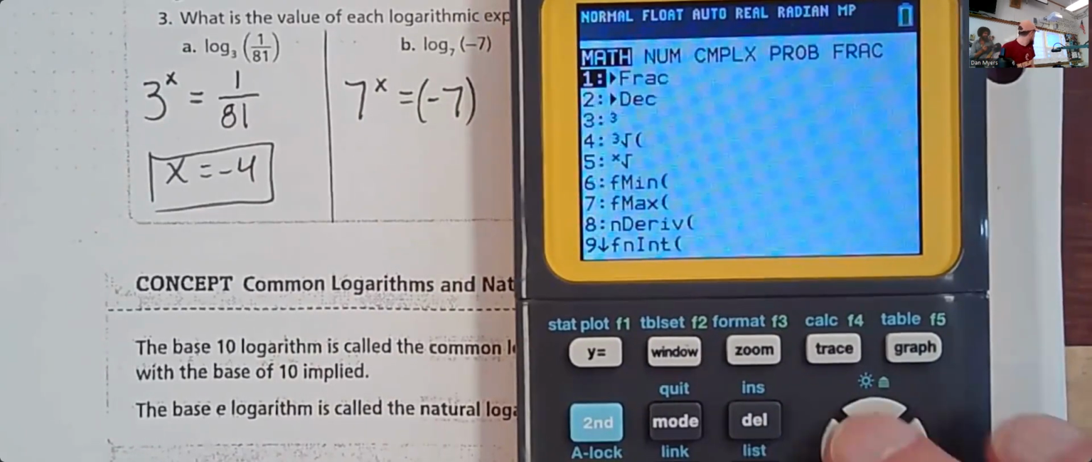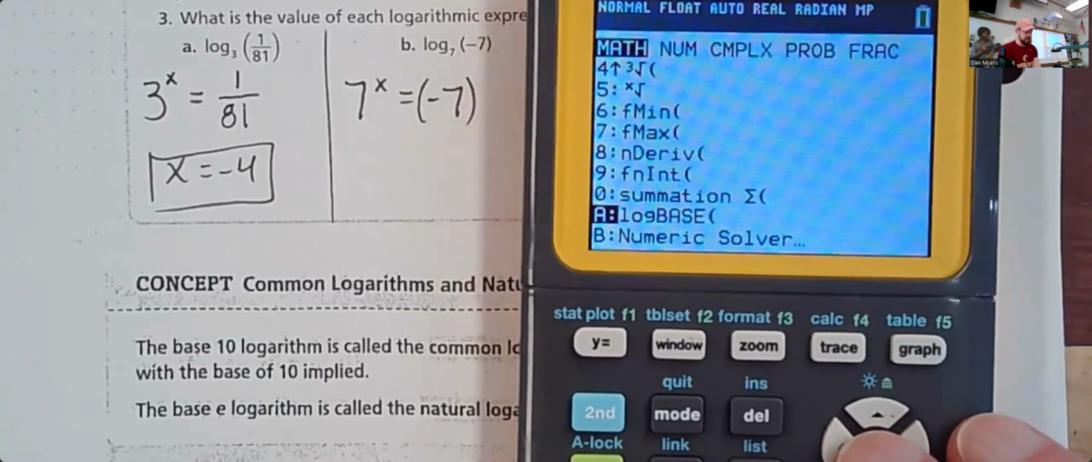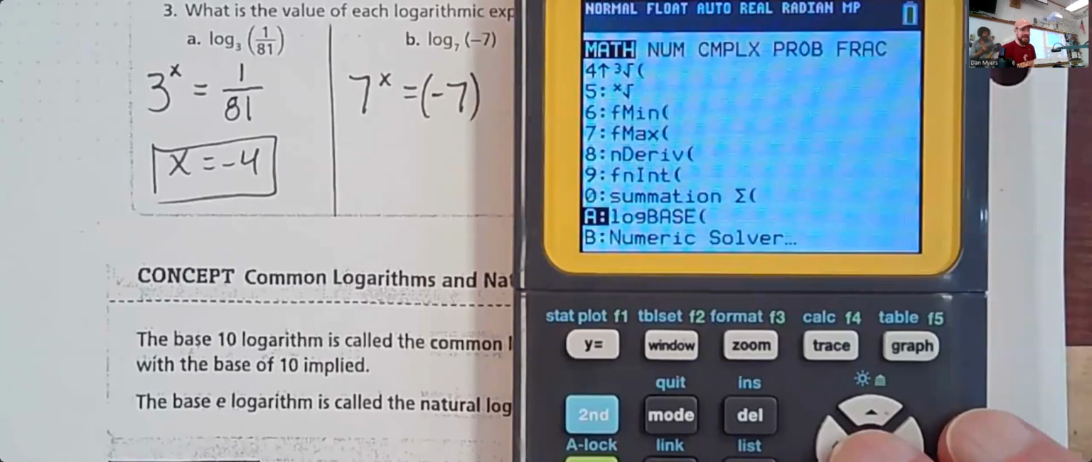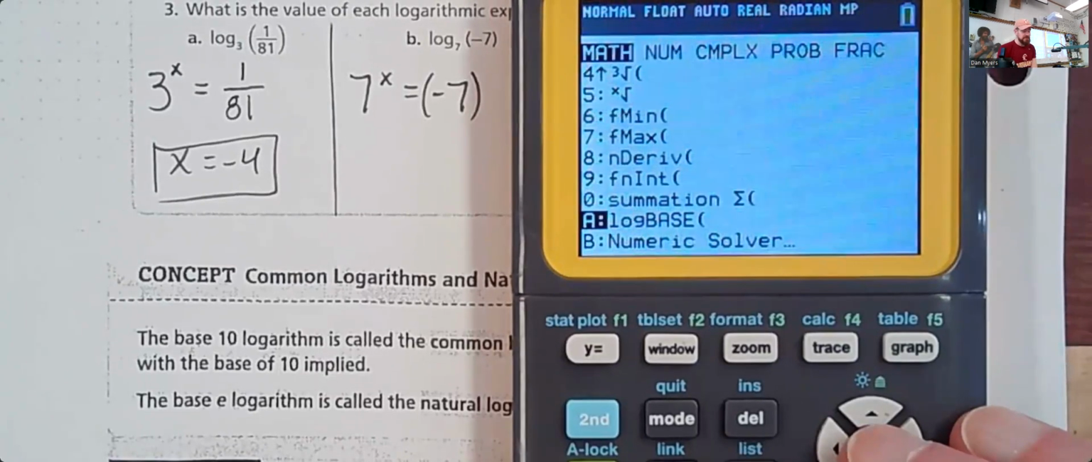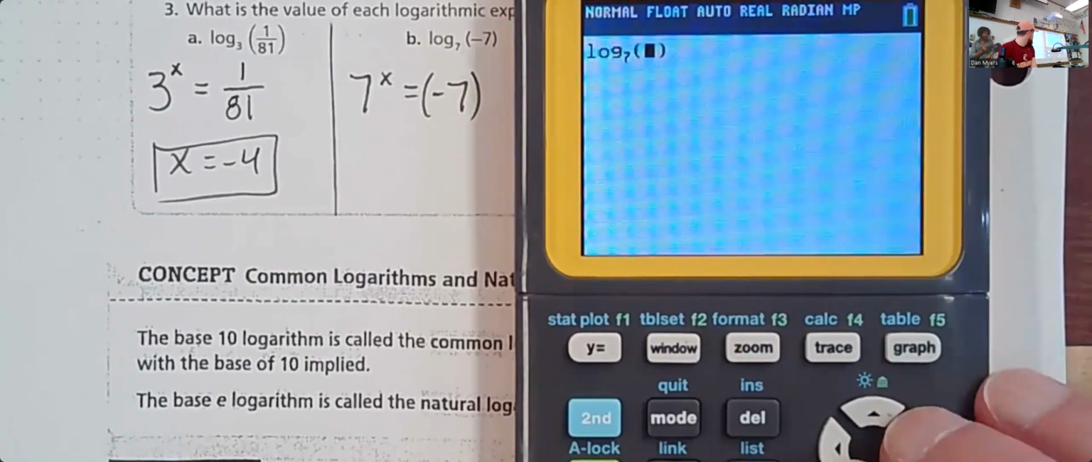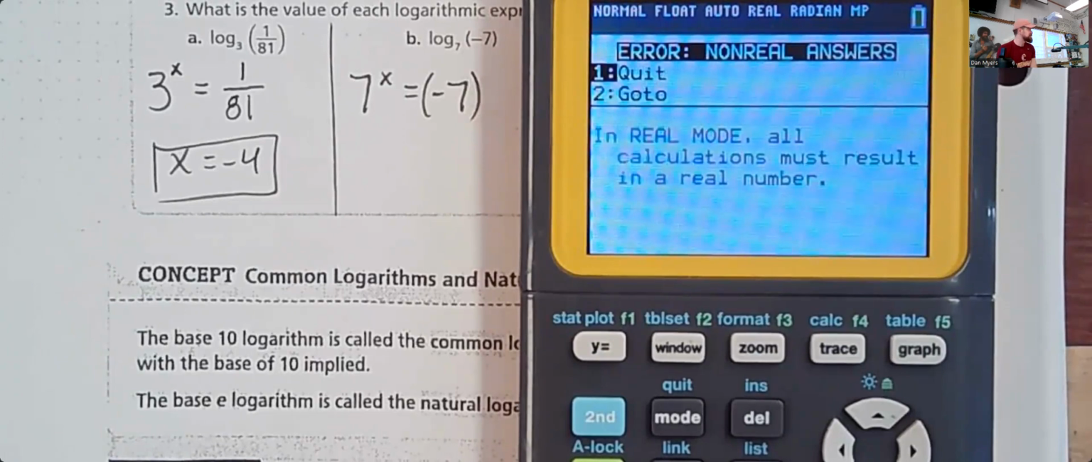And then I think it's in this one right here. Yeah, if you scroll down to the bottom of the main math menu and you go to letter A, it says log base. That allows you to type in a base and an argument. So if you type in log base 7 with an argument of -7, there it is: error, non-real answers.